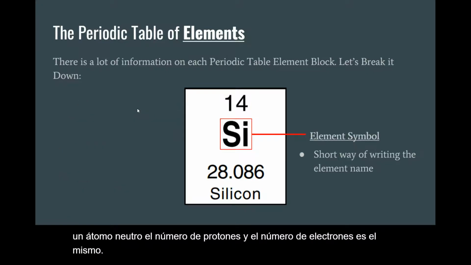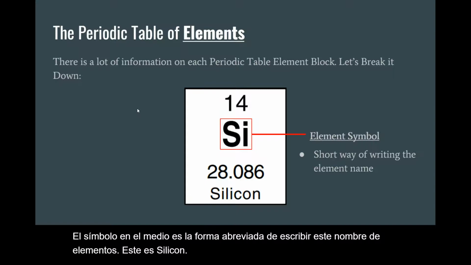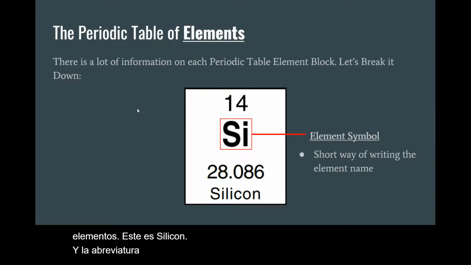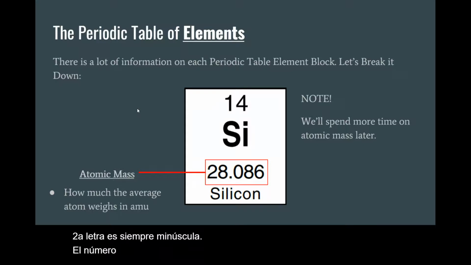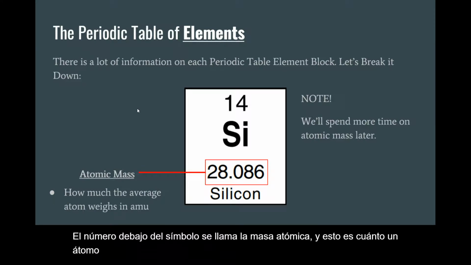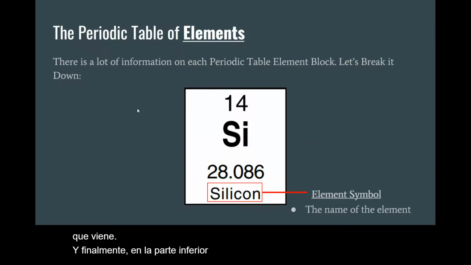The symbol in the middle is the shorthand way of writing this element's name. This is silicon, and silicon's shorthand is Si. The first letter is always capitalized, the second letter is always lowercase. The number below the symbol is called the atomic mass, and this is how much an average atom of this element weighs. We'll spend more time on that coming up. And finally, at the bottom, you have the name of the element. In this case, we're looking at silicon.